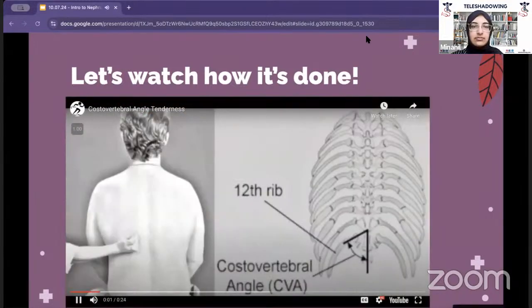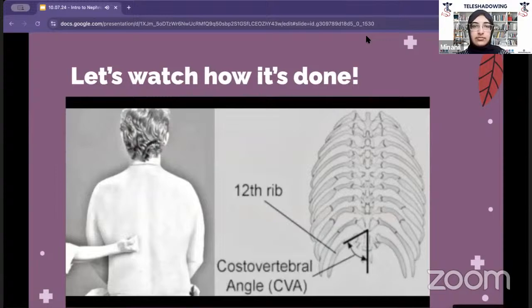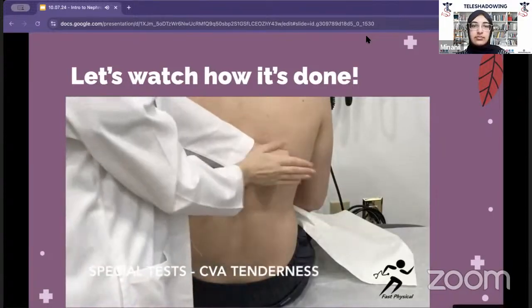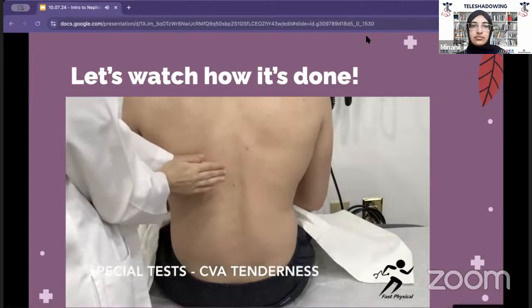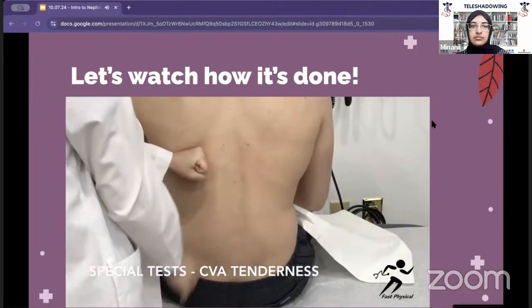To assess for CVA tenderness, find the angle between the 12th rib and the spinal column. Place your hand in a fist in this area and use your other hand to tap firmly on your fist.